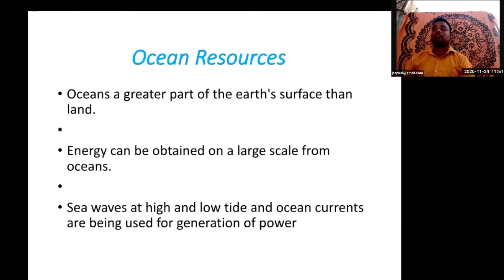Energy can be obtained on a large scale from the ocean. We can obtain energy from mining, but it can also be obtained from the ocean floor. Sea waves, high and low tides and ocean currents are being used for the generation of power. In geography, you already learned the lesson on tides: high tides, low tides and ocean currents, and how they help produce energy. These ocean resources always help us obtain energy.